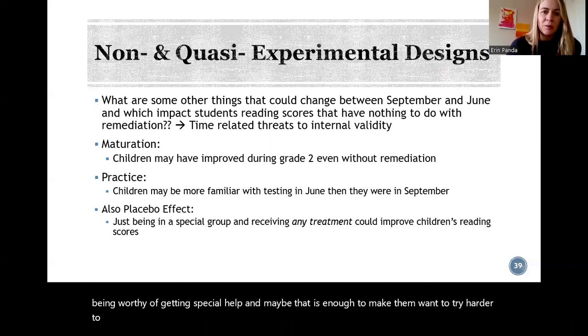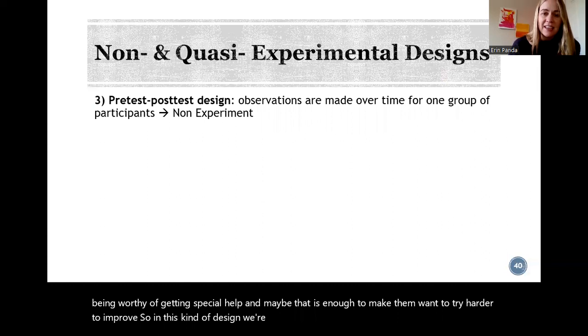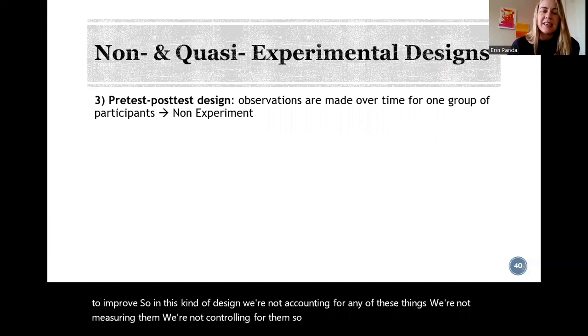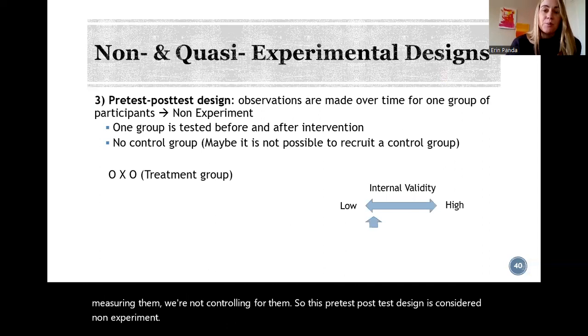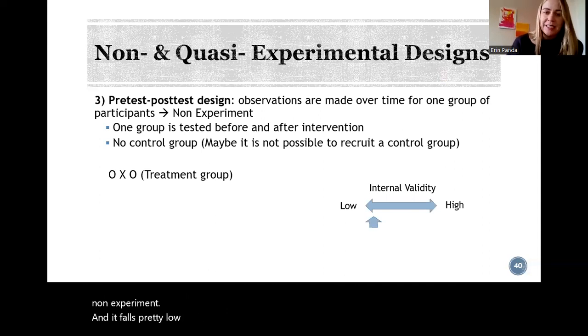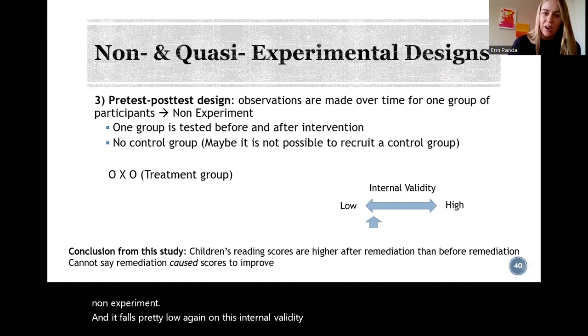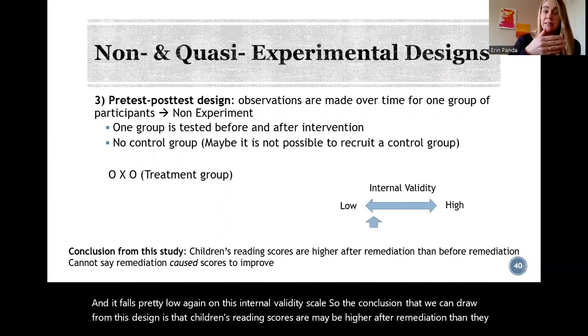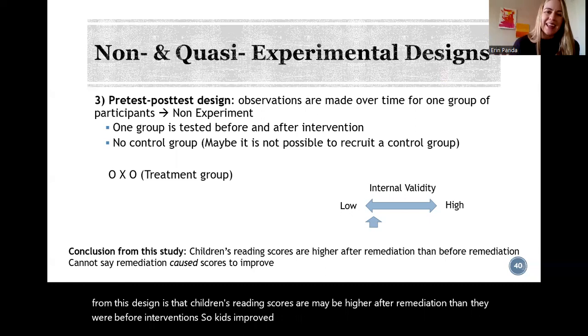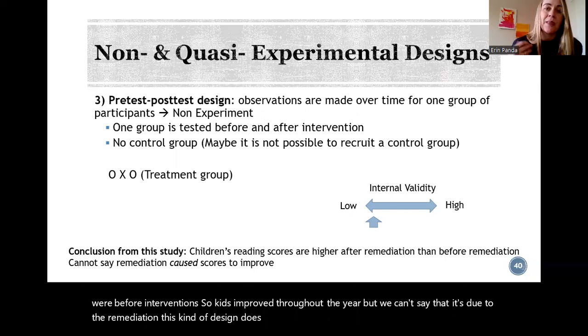So in this kind of design, we're not accounting for any of these things. We're not measuring them. We're not controlling for them. So this pre-test, post-test design is considered a non-experiment. And it falls pretty low again on this internal validity scale. The conclusion that we can draw from this design is that children's reading scores may be higher after remediation than they were before intervention. So kids improved throughout the year, but we can't say that it's due to the remediation. This kind of design does not allow us to evaluate whether the program actually worked.